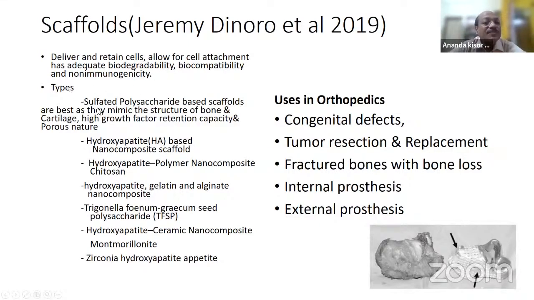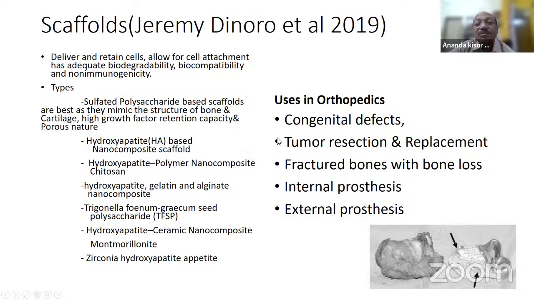Now, what are the types? Basically, the most important commonly used type is the sulfated polysaccharide based scaffold, which is best as it mimics the structure of the bone and cartilage, with high growth factor retention capacity and a porous nature. There are several other scaffolds like hydroxyapatite and different polymers. I'm not going into detail. There are several types. Anybody can write it.